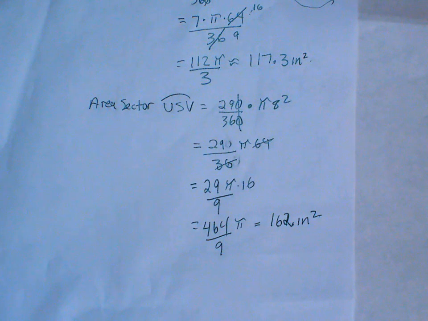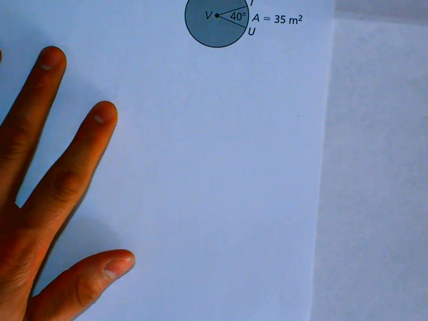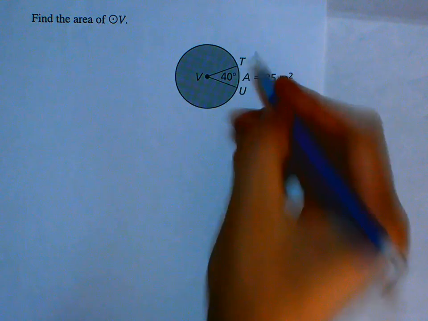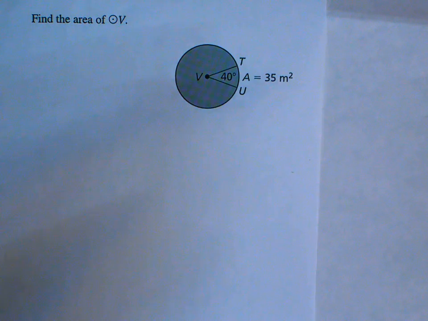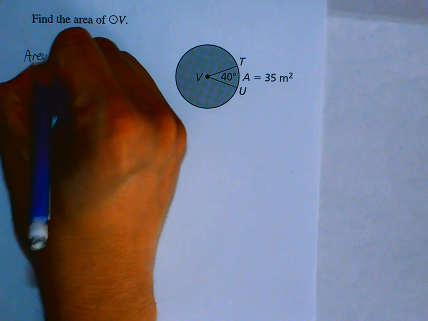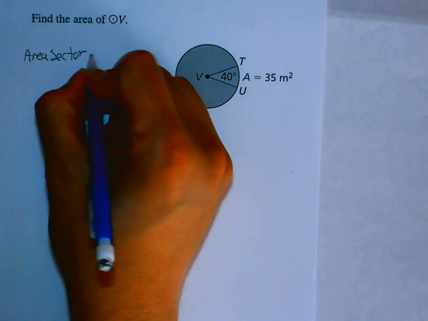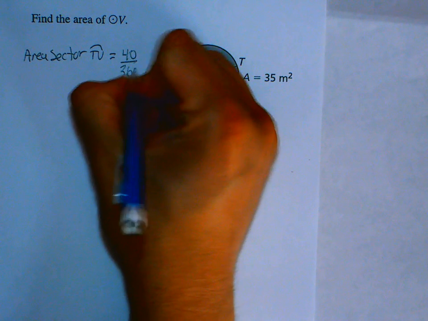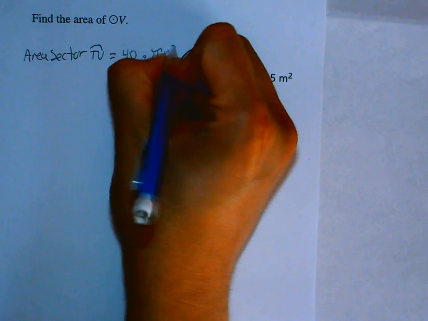Okay, let's move on to problem 3. It says find the area of circle V. They give you the area of the sector and the central angle. We're going to use the same equation. So the area of the sector, in this case TU, is equal to 40 over 360 times pi r squared.